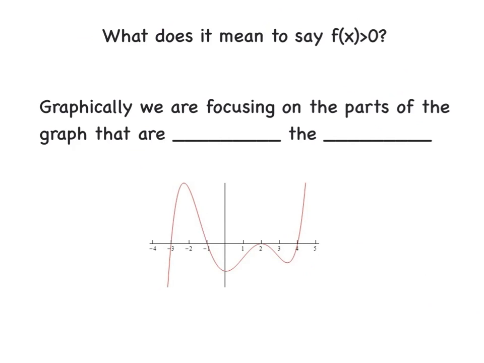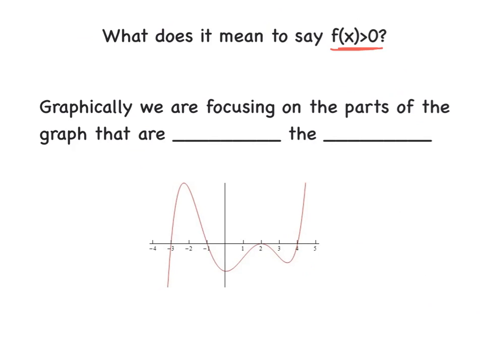This next one is maybe the most confusing as far as our notation goes, but I think graphically it might be one of the simpler ones. So my question to you today is, what does it mean to say that f of x is greater than 0? How do we interpret that and kind of translate that to English, so to speak?